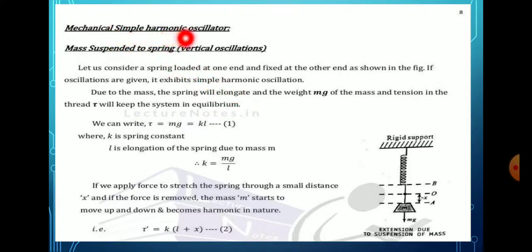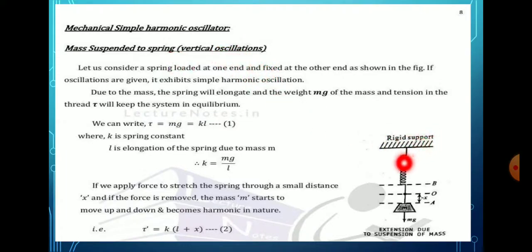Simple harmonic oscillation. We discussed what simple harmonic motion is and derived its expression, that is, d square x by dt square plus omega square x is equal to 0. Then we discuss simple mechanical simple harmonic motion: a mass suspended from a spring in vertical oscillation.